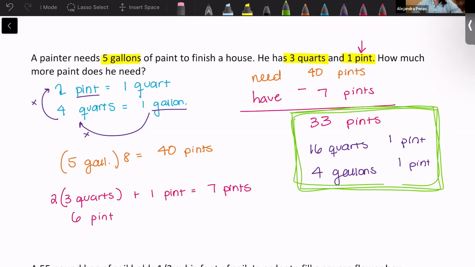Any questions on this one? Anything you need me to clarify? No. Hold up. Let me just take a picture of that. Sure. All right. Okay.